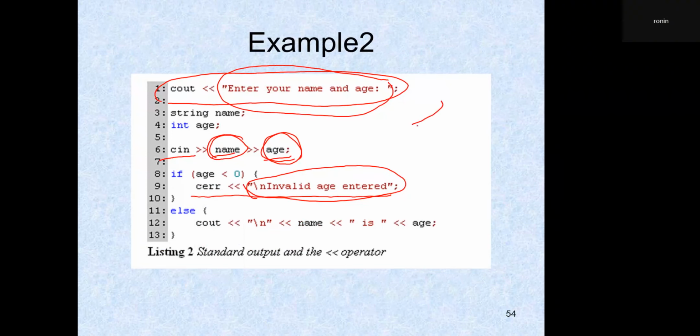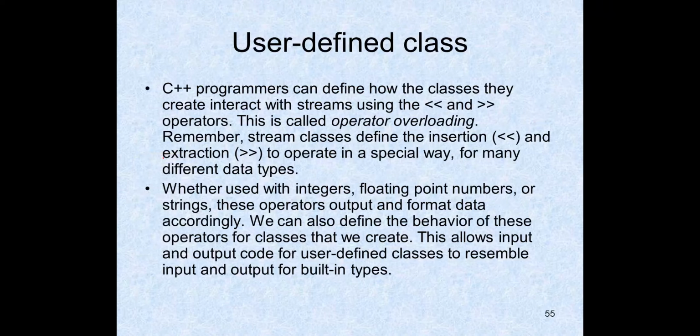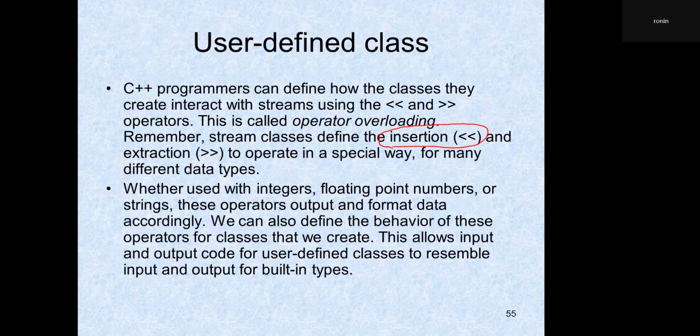Remember, double left should follow cout. Double right should follow cin. Double left is an insertion operator. Double right is an extraction operator. We can use insertion and extraction operators to input and output basic data type values, but they cannot output or input user-defined classes.